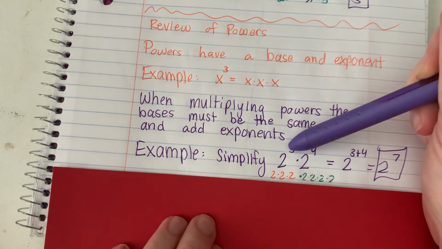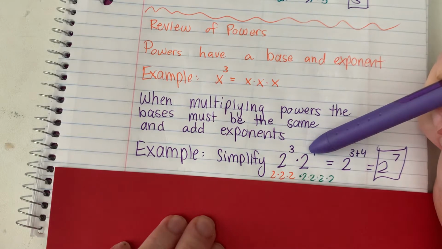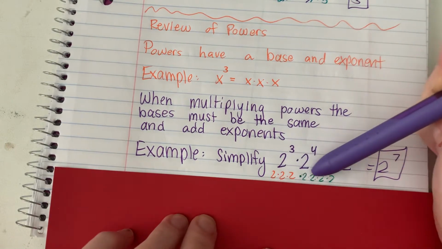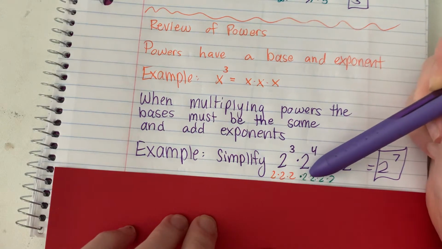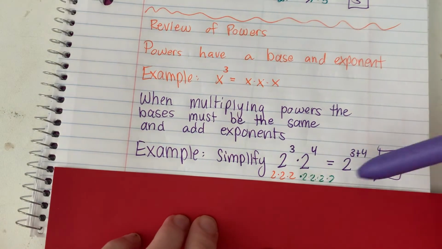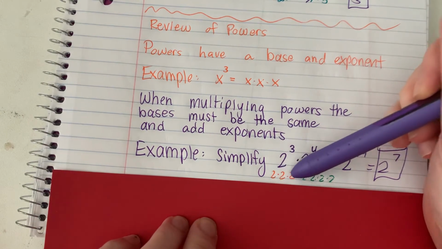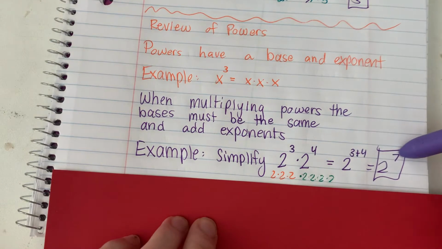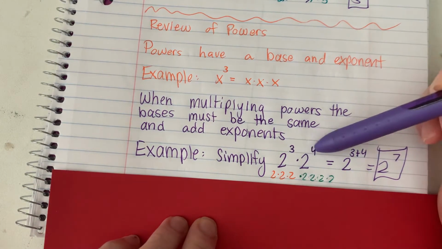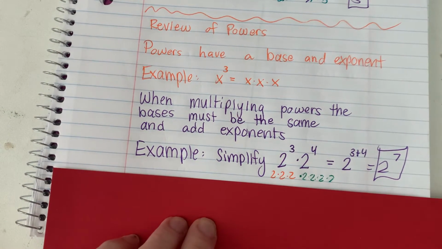Simplify 2 to the third times 2 to the fourth. Well, expanded, this is what it looks like. 2 times 2 times 2, and then 2 times 2 times 2 times 2. How many 2's do you have there? 1, 2, 3, 4, 5, 6, 7. So 2 to the 7th. If you want to use the shortcut, all you had to do was add these two together. 3 plus 4 equals 7.